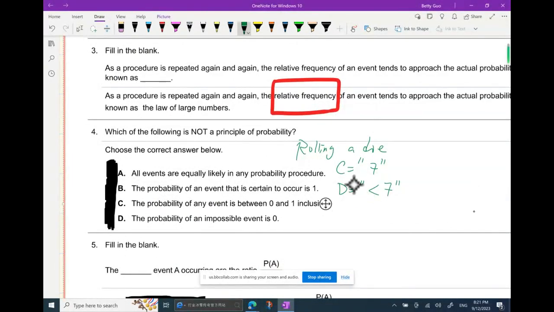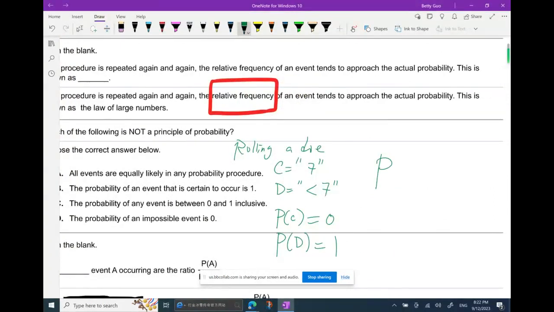D is certain to occur. C is not possible to occur. Do you agree? The probability of C is 0, and the probability of D is 1. Those are the two extremes. All other random events have probability between 0 and 1. When the probability is 0, the corresponding event is not possible to occur. When the probability is 1, the corresponding event always occurs, certain to occur.